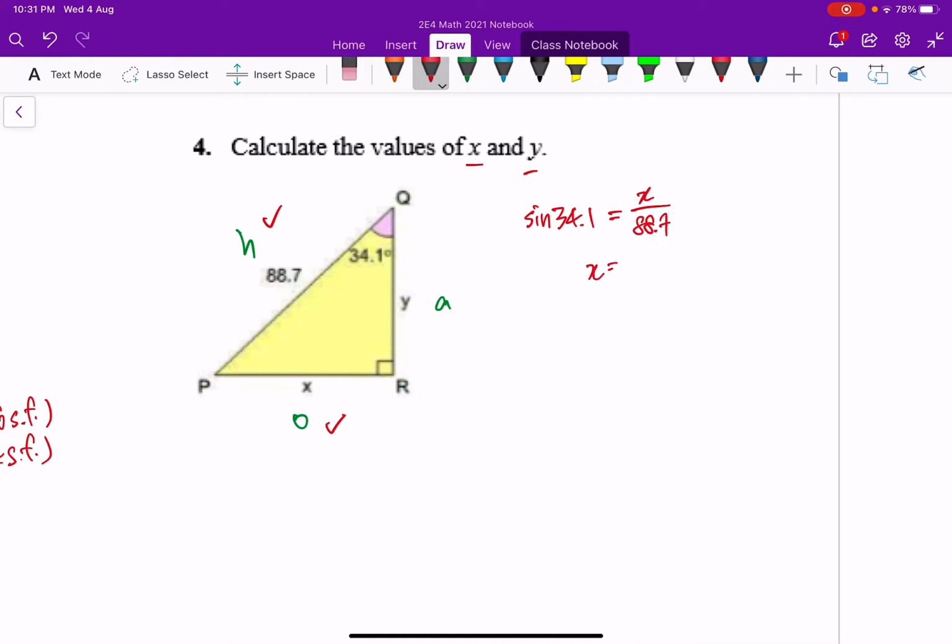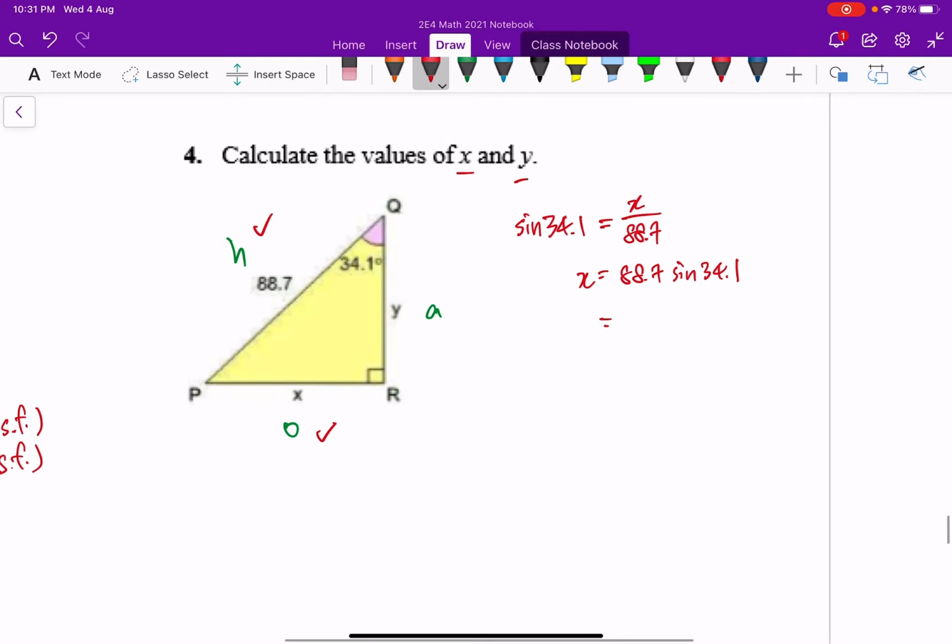88.7. So x is 88.7 sine 34.1, which will give me 49.7287, 6 significant figures. Final answer 49.73 for 4 SF. Now I have found my x value in 4 significant figures. It is important for me to keep this intermediate step at 6 SF so that I can use it for the next question if I need to. Okay, so there are a few ways of doing it.